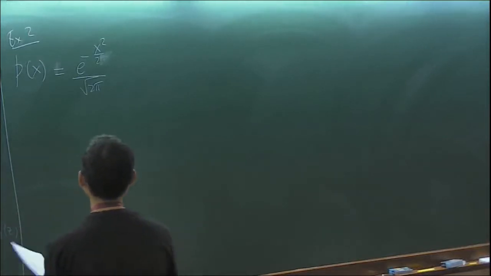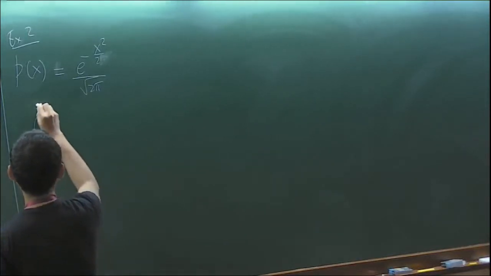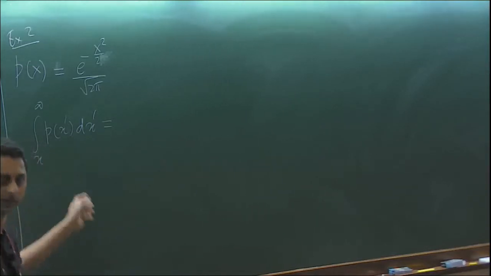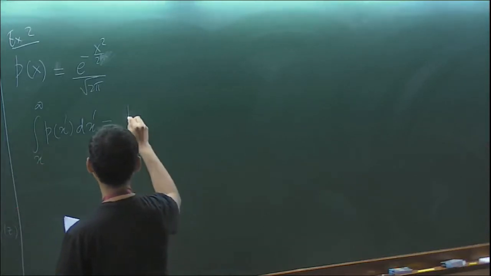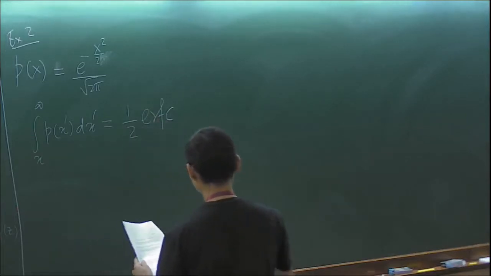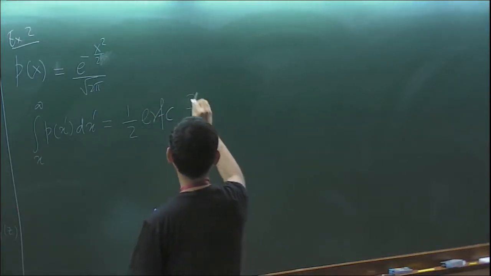Now I have to find out this integral, the integral from x to infinity of p(x') dx'. You all know what this integral is, the integral of a Gaussian. Yes, this is the complementary error function, right? So this will be one half times the complementary error function of x by square root of 2.